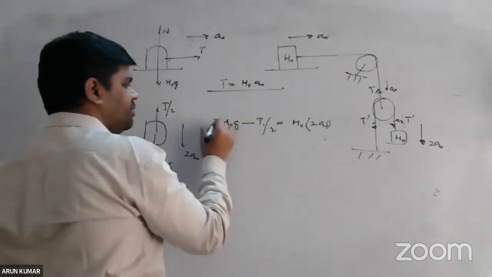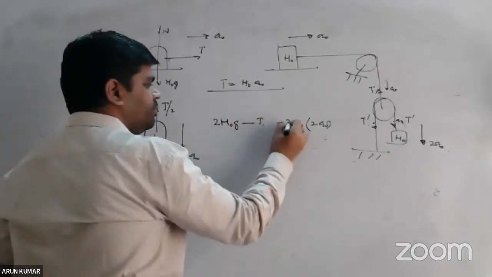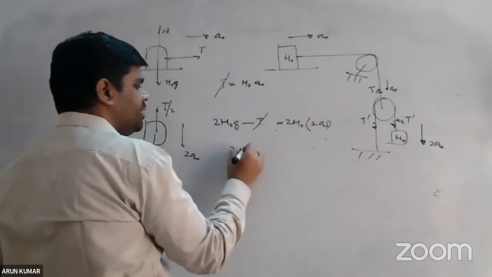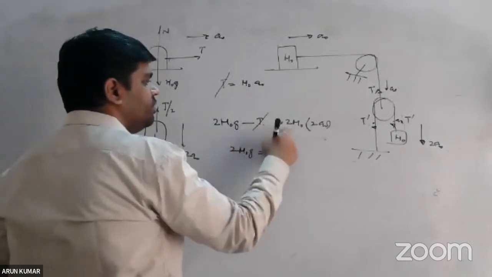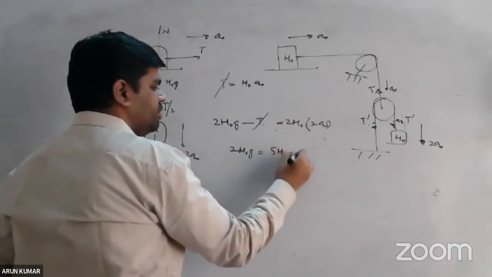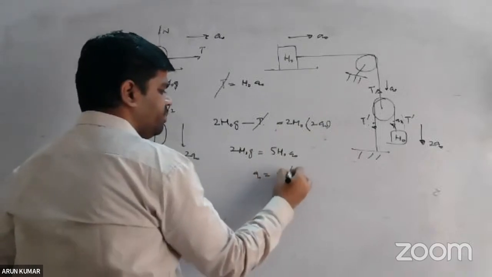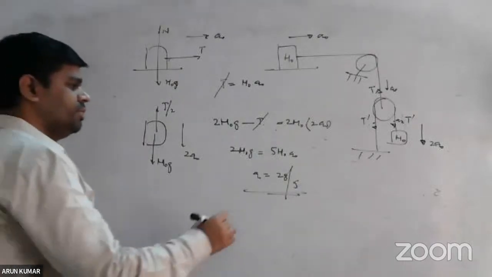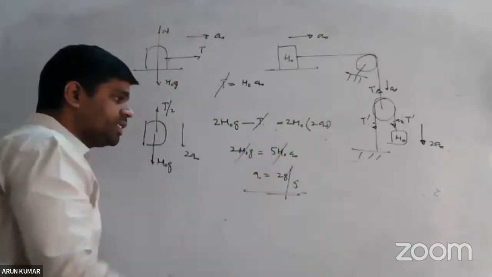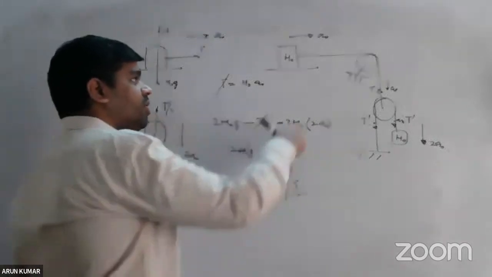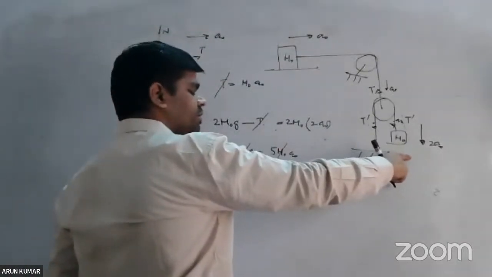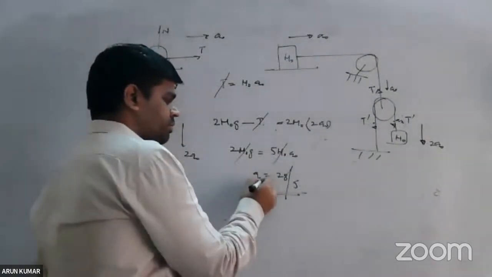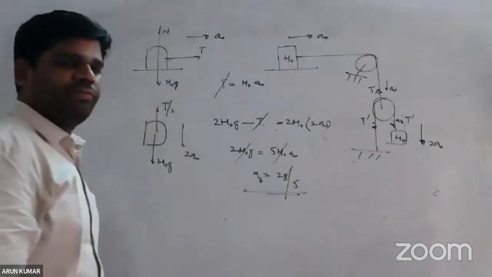Alright, so if I multiply with 2, I'll get 2 into this. I'll add these two now. Tension gets cancelled out. So 2 M naught G is equal to 4 plus 1, 5 M naught into A naught. A naught is equal to 2G by 5. M naught gets cancelled out. ఇప్పుడు నాకు A naught వచ్చింది of this block. So what is the acceleration of this block? 4A naught by 5, sir. Yeah, 4G by 5, right?